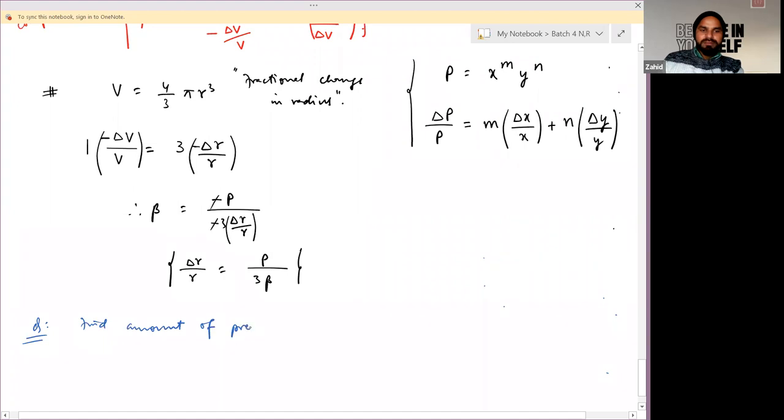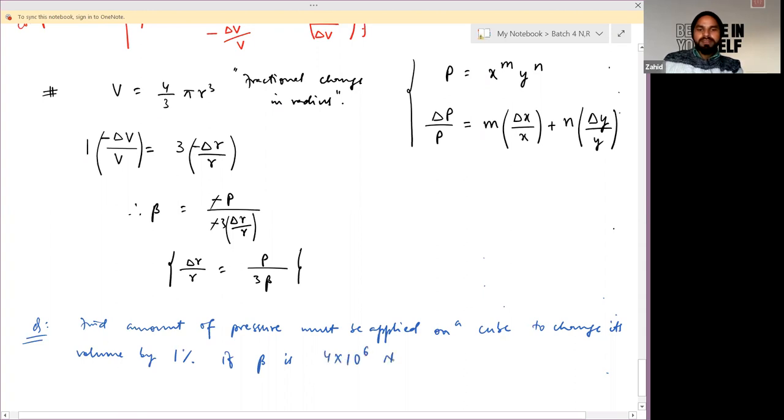Amount of pressure must be applied on a cube to change its volume by 1% if beta is 4 into 10 raised to power 6 Newton per meter squared.